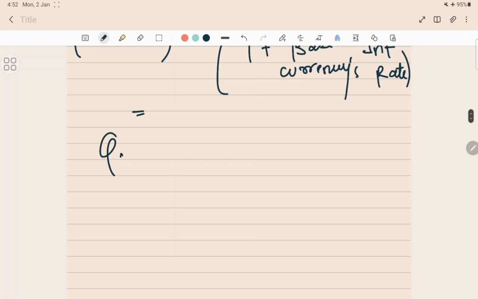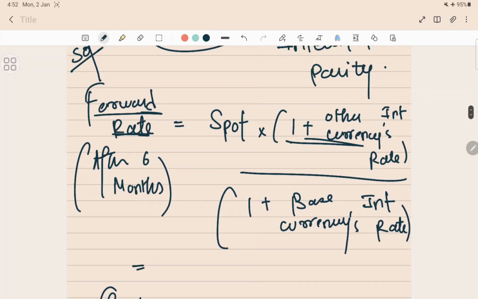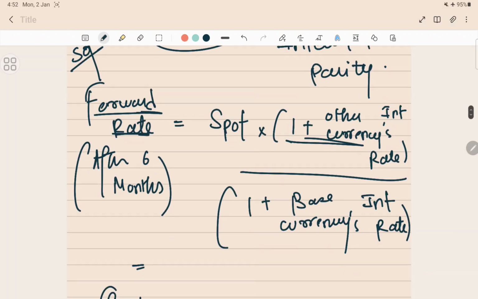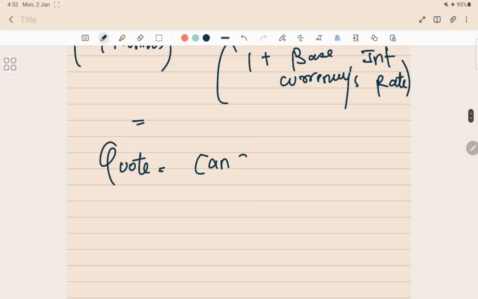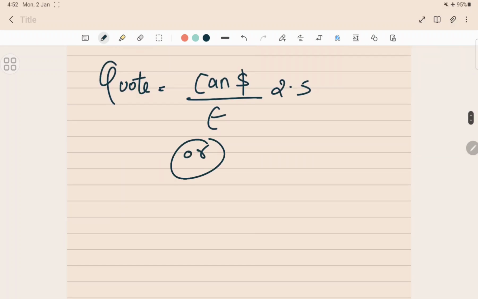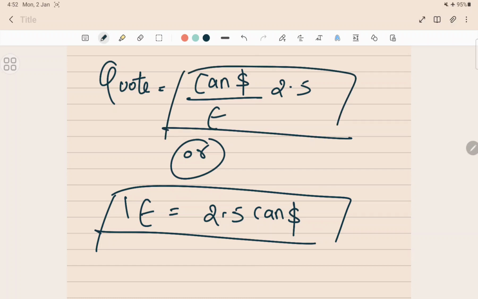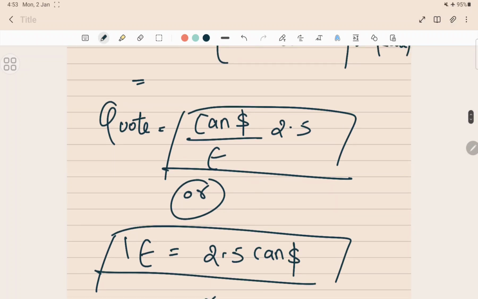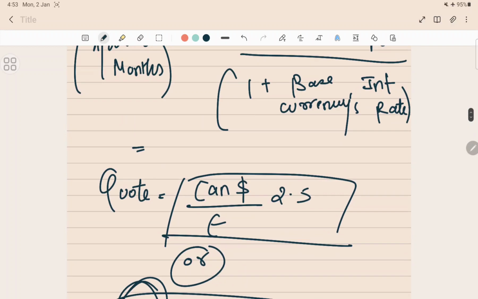See, when I talk about a quote, here we have which quote? This is your spot quote. Exchange rate is Canadian dollar 2.5 per pound. So how do I write this? Canadian dollar upon pound 2.5, or I can also write this as 1 pound is equal to 2.5 Canadian dollar. Correct? Both the ways I have represented. Or you could say it's a direct pound quote. Why? Because pound is the standard currency here.